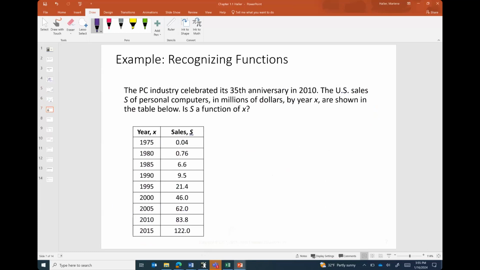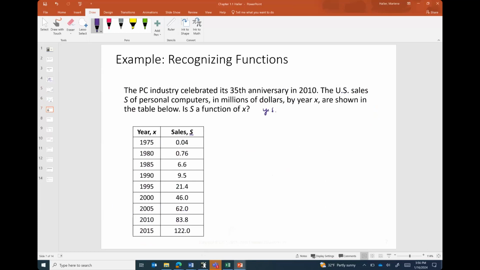Okay, well, we have to ask ourselves one thing. For each year, is there only one sales value, sales number? From this data that I see here, it looks like yes. So then I could say that sales is a function of year. In other words, the sales amount, the dollar amount, depends on the year. So the answer to this question would be yes, sales is a function of year, because whatever the value of the sales is depends on the year that it's listed in.